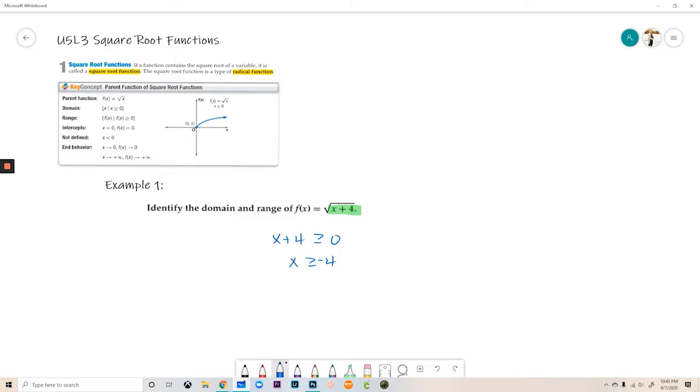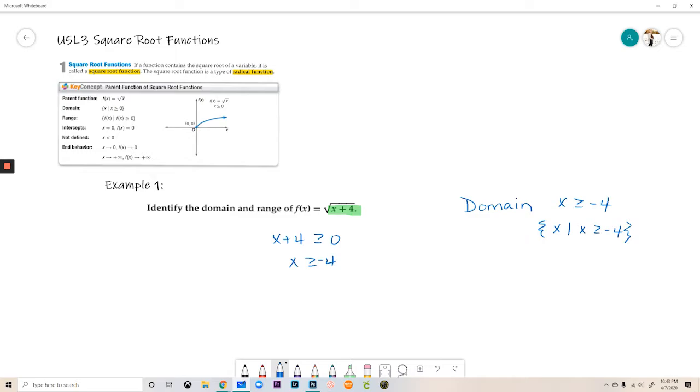So your domain here is everything that is greater than or equal to negative 4. So x is greater than or equal to negative 4, sorry. Okay, the formal way to write it is x such that x is greater than or equal to negative 4. I'm not going to require that, I'm just showing you guys. Also demonstrating again that I can't draw those little brackets.